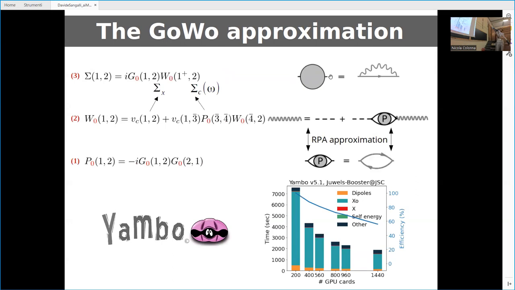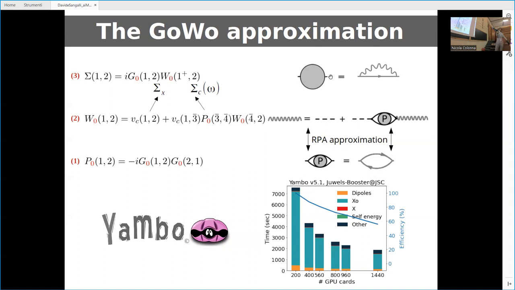The screened interaction has two contributions, one from the bare interaction, which is the exchange self-energy, and the other one from the screened interaction, which gives the correlation. So one thing I want to stress, these are scaling tests of CPU time versus number of GPU cards on this GW calculation done with this Yambo code.